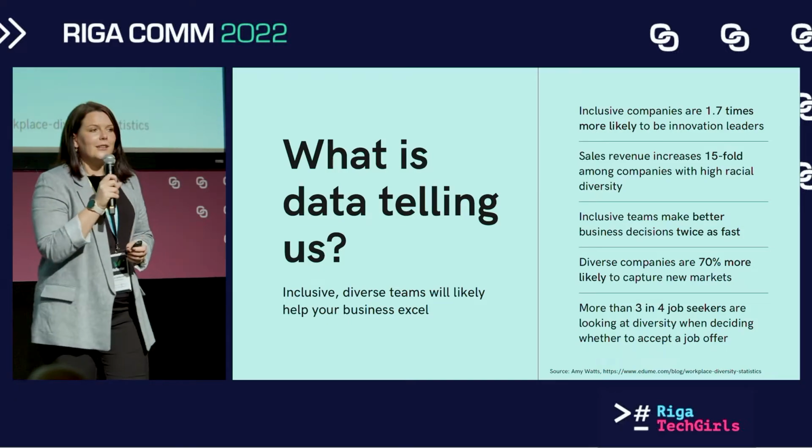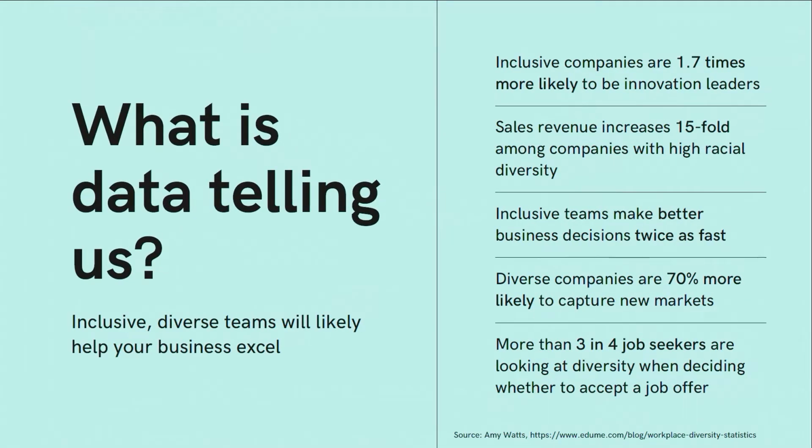So what is the data telling us for the company? Most of you will be either working for someone or having your own business, so this is where it's really important to have a look at it. What the data is telling us: inclusive companies are 1.7 times more likely to be innovation leaders. I love this one: sales revenue increases 15-fold amongst companies with racial diversity, 15 times. And inclusive teams turn out to make better decisions 2 times quicker.